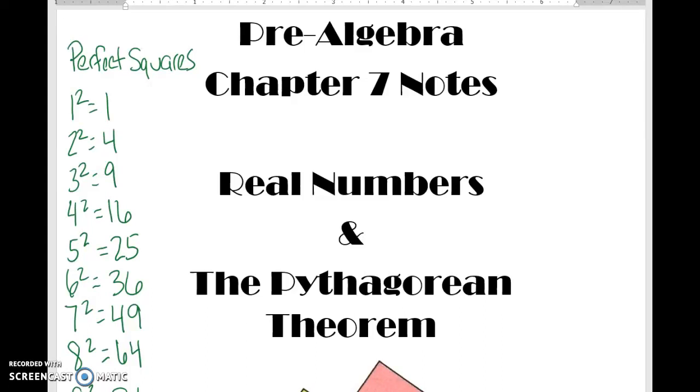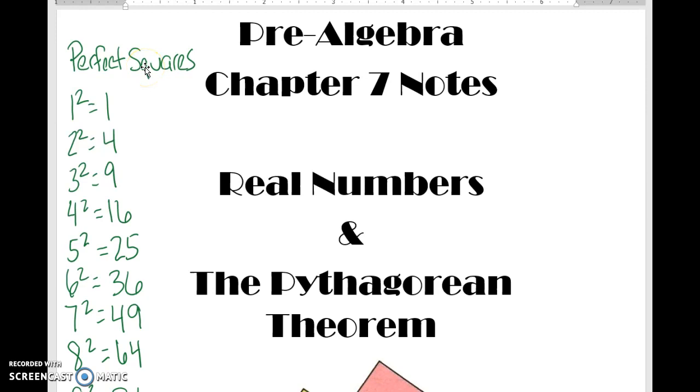Hi guys, this is the beginning of chapter 7. So you'll notice in chapter 7 we are talking about real numbers, and then we're going to be talking about something called the Pythagorean theorem. On the next page you are going to need to know perfect squares. So I have listed them over here.